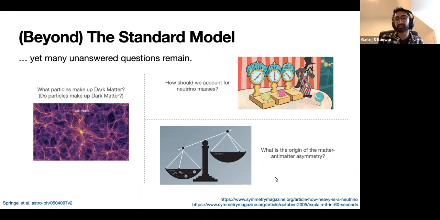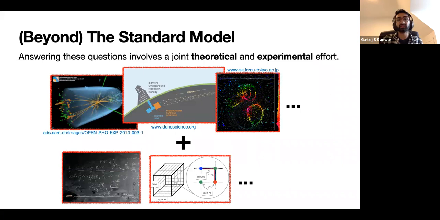And finally, there's the well-known problem of the matter-antimatter asymmetry, or the early genesis of matter in the universe in the right quantities, which currently is not fully explained. Many of these questions immediately tell us that the standard model is incomplete and we should ask how to extend it. But to make those extensions quantitatively and precisely, we need essentially a joint effort between theoretical and experimental work.